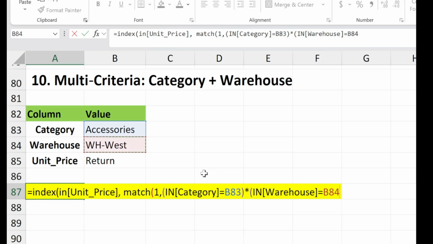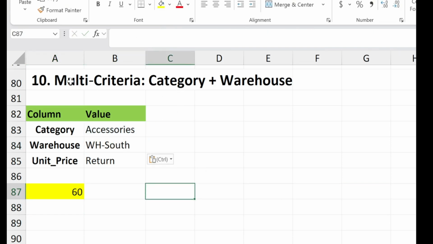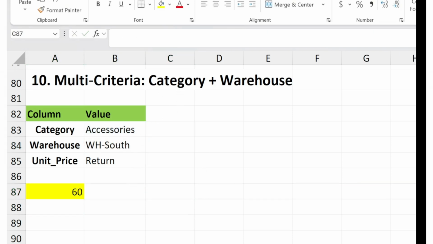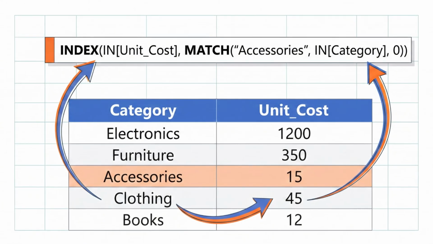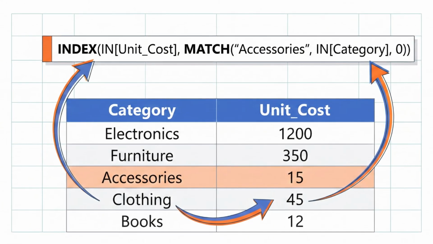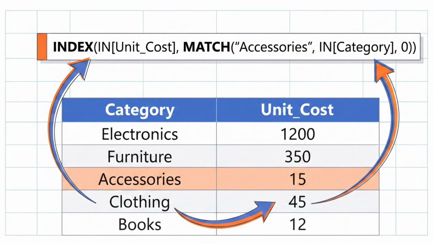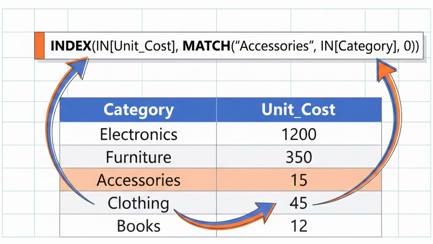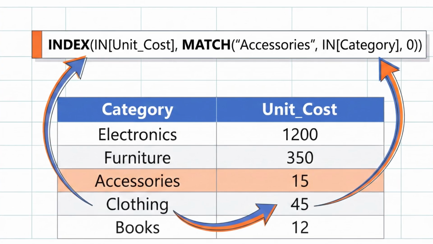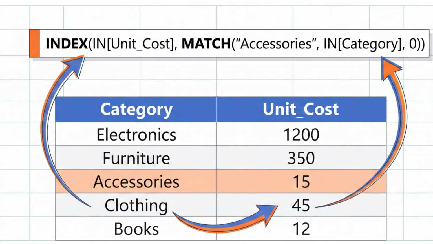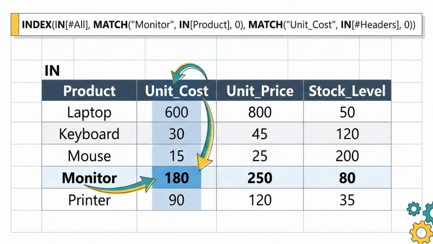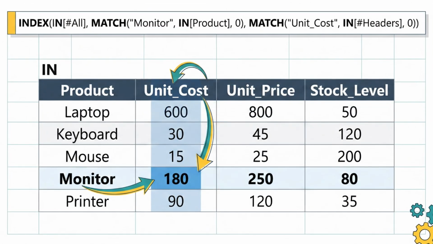Now let us consolidate everything. INDEX gives you the value. MATCH gives you the position. Together they create a lookup engine that works in any direction. They support multiple criteria. They handle non-standard layouts. They scale into advanced automation. When you master INDEX MATCH, you unlock the ability to build dashboards that never break when columns move.